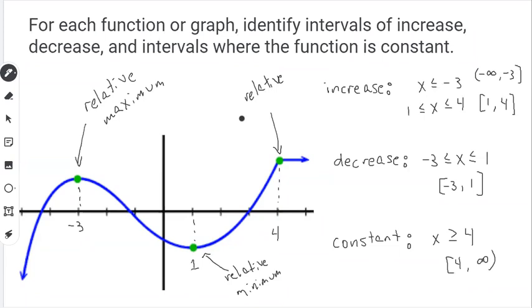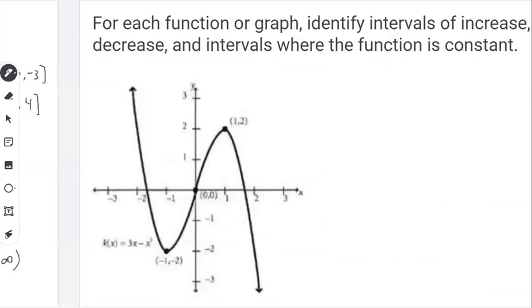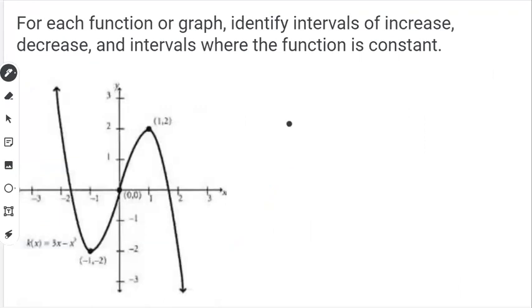And then it goes constant. So that's a really good way to think about these problems. Okay. All right, now for this function, we're going to label increasing, decreasing, and constant. So we're going to have increasing intervals. I'll put that right here. We're going to have decreasing intervals. And we're going to have intervals where the function is constant. And I usually put that last.